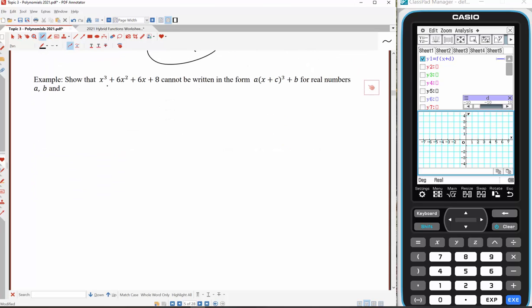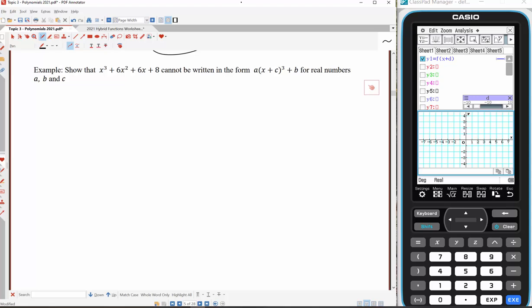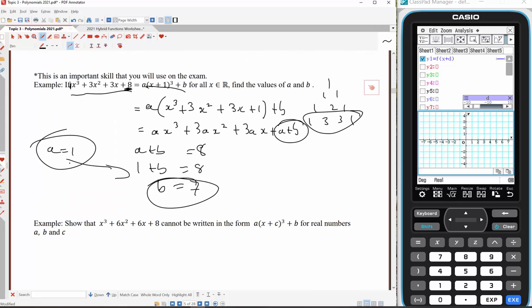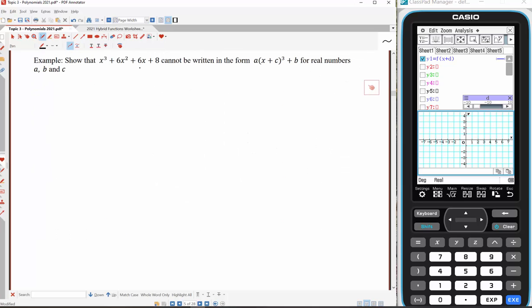Show that this cannot be written in this form for real numbers a, b, and c. So I think what will happen with these ones here is if you try to equate coefficients, something funny happens. I've done this one before over the years, so I just know that if I use that technique, I won't be able to equate coefficients properly. So unlike this one here, it just won't work out such that the a and b values will produce the same set of coefficients. Right, let's see how we go anyway.